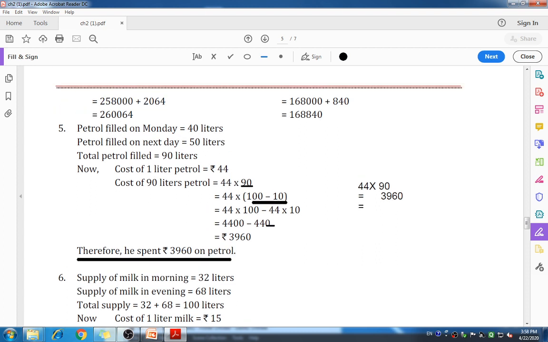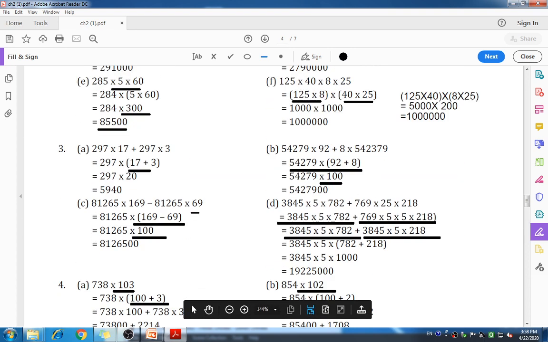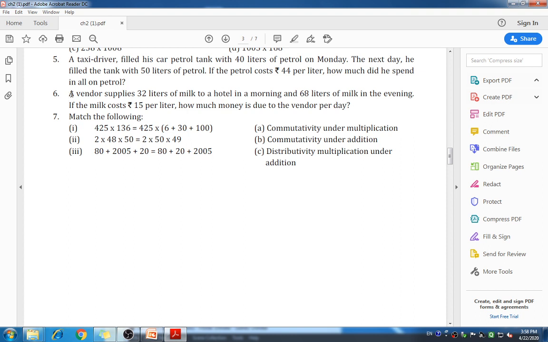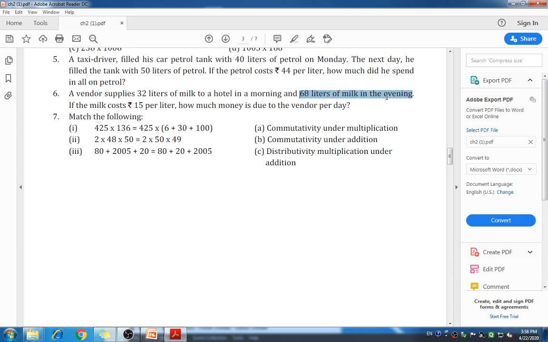Okay, look carefully, or you can stop this video, or you can see this example also. Just enlarge your phone size, or screen size. The sixth question: a vendor supplies 32 liters of milk to a hotel in the morning and 68 liters of milk in the evening. If the milk costs rupees 15 per liter, how much money is due to the vendor per day?